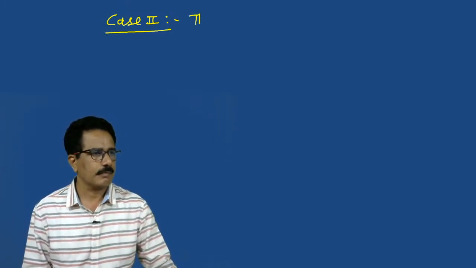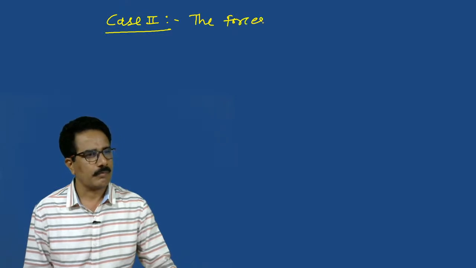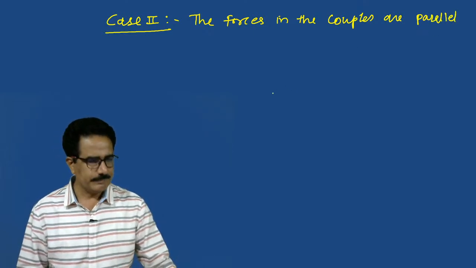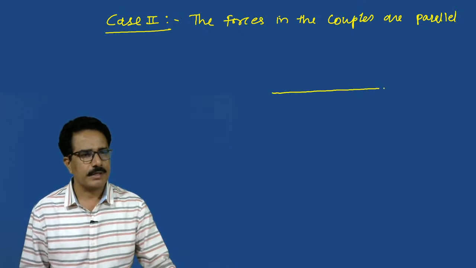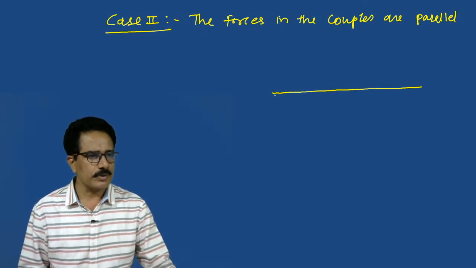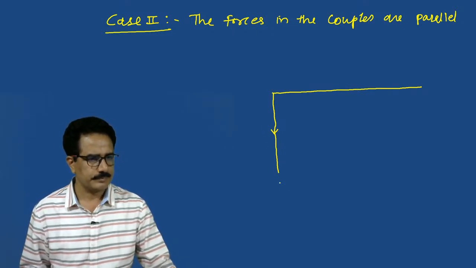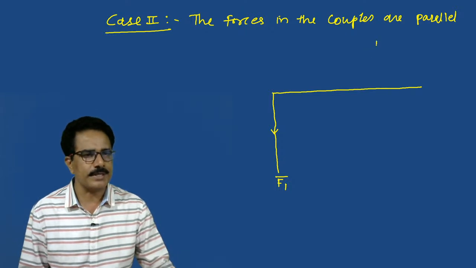What is that? The forces in the couples are parallel. Okay, now if we consider this way, this is, suppose, the first force, we can write it as F1 bar. Then the other force we consider to form a couple is minus F1 bar.